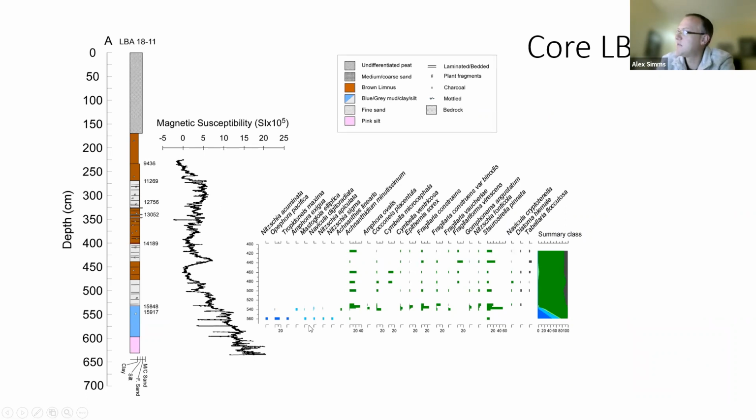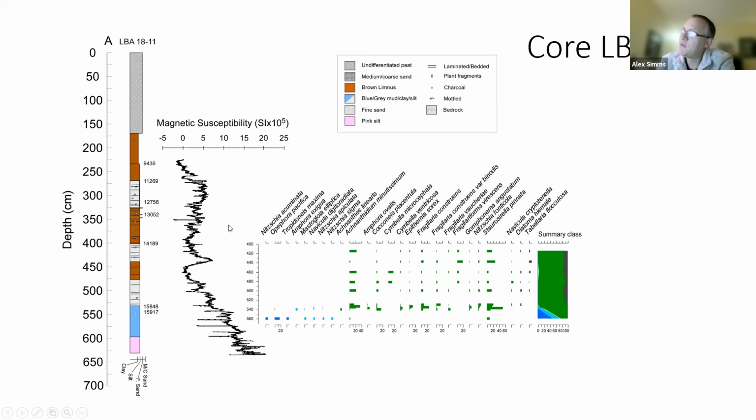This is the magnetic susceptibility. Just to show you, we're not just looking at the colors, but we actually did the diatoms to identify the contact between the marine part of the core, so here with the blue colors, and the lacustrine part of the core, which is here in the green colors. And so that lines up to be right where we see the contact between the gray blue silts and sort of the brown organic rich silts.